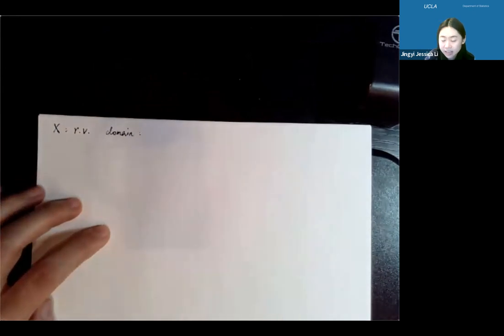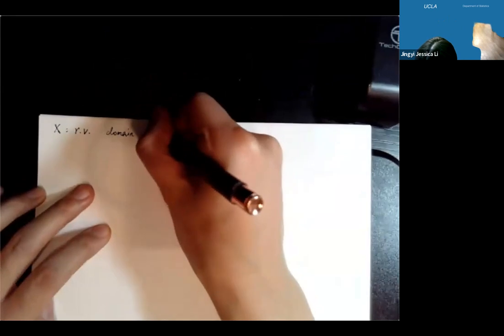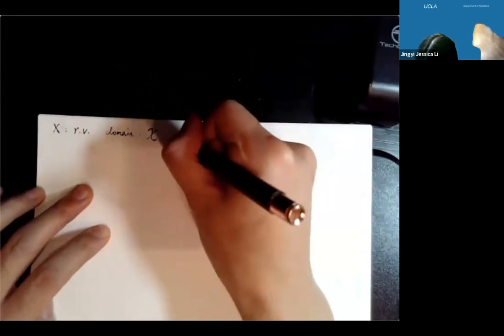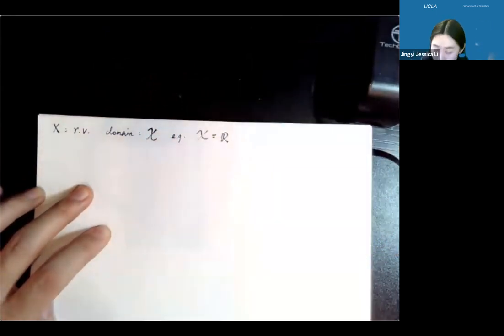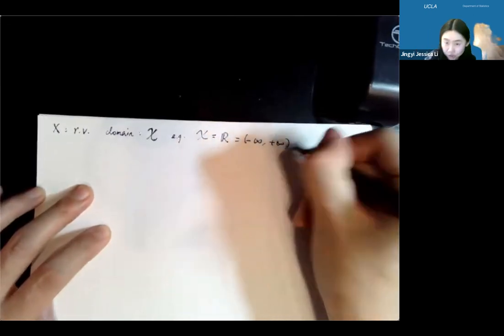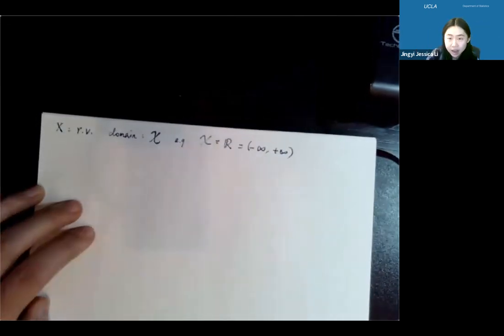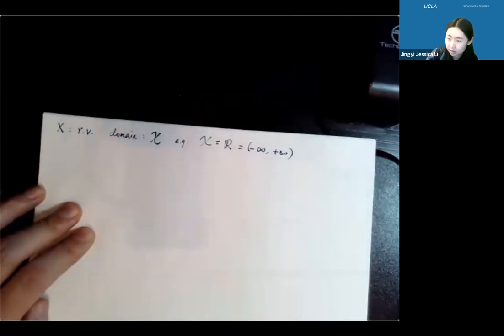Okay, so let me talk about its domain. Just to introduce this concept again, the domain is the set of values that this X can take. So let me just write this domain as the big X. For example, the domain could be just the whole real line. And for the whole real line, I can also write it as from negative infinity to positive infinity. That's just one example of the domain. So any value this X can pick must be from this domain.